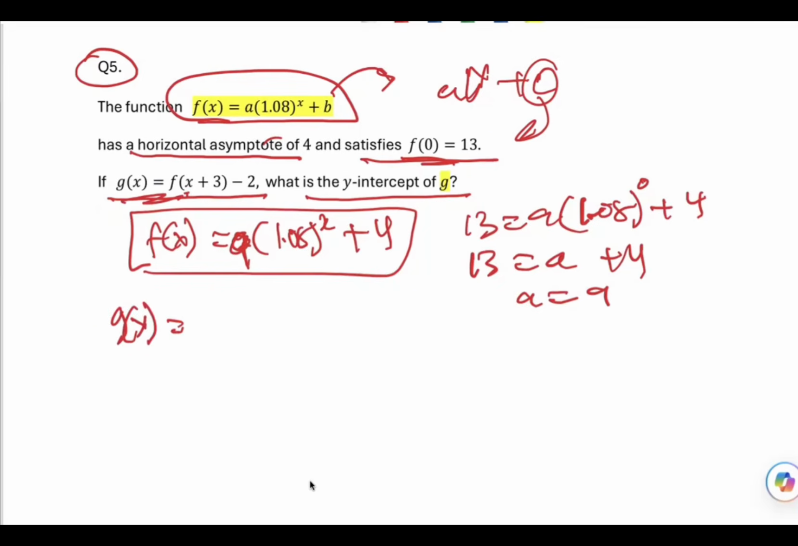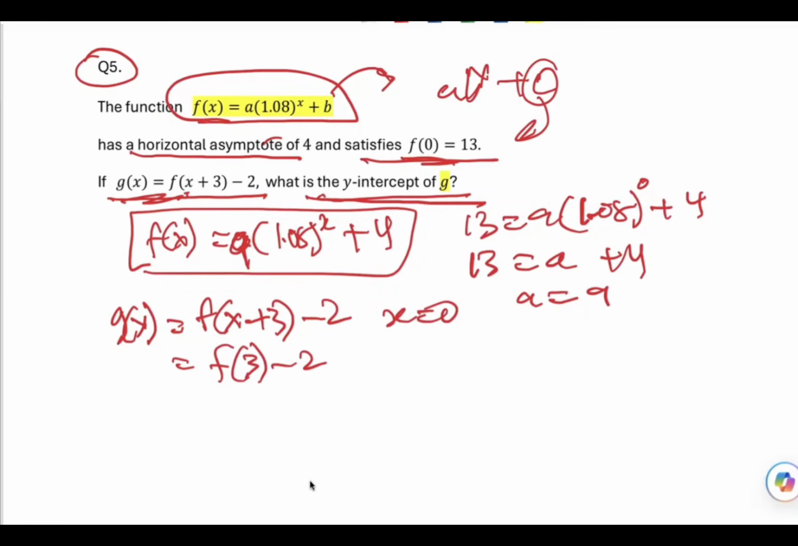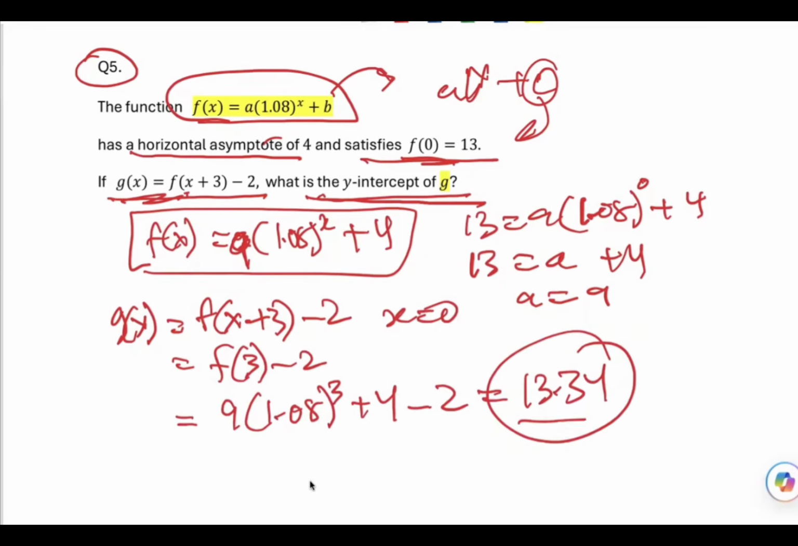Don't make it complicated. Answer the question. What is the y-intercept of g? Oh, if this is the expression f of x plus 3 minus 2, the y-intercept of g means x is equal to 0. Therefore, they're asking you f of 3 minus 2. I put 3 here, and then you solve it. This is going to be what? 9 times b to the 3 plus 4 minus 2. If you solve it, you're going to get what? 13.34. Right answer.